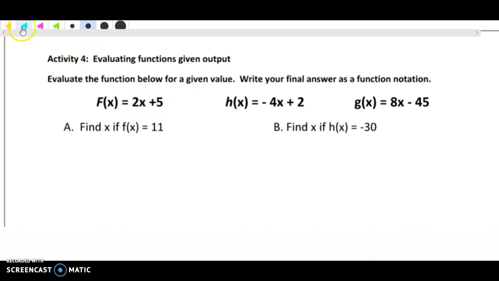Again, we have three different equations. f of x is equal to 2x plus 5. We have h of x, which is equal to negative 4x plus 2. And last, we have the g of x function.